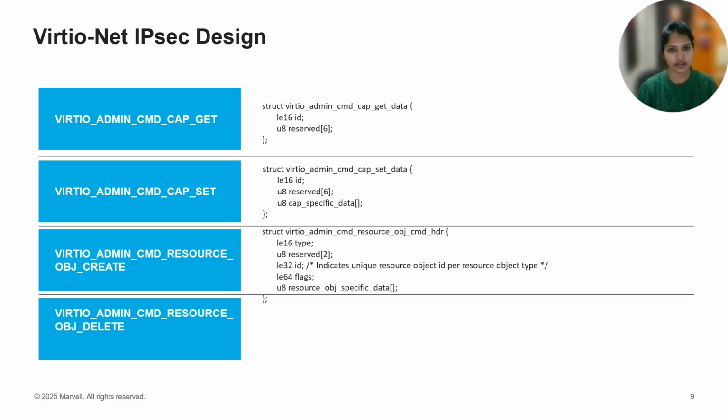Next, we will explore the design and implementation details of integrating IPsec into the virtio-net device. virtio-net IPsec uses the basic facilities of capability and resource objects, which were recently introduced in the virtio specification. The capabilities and resource objects are managed through an admin virtqueue. virtio-net IPsec utilizes these generic virtio admin commands and introduces new IPsec-specific IDs or types within them.